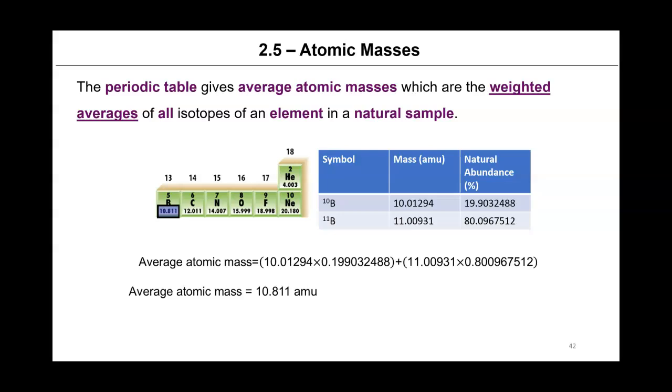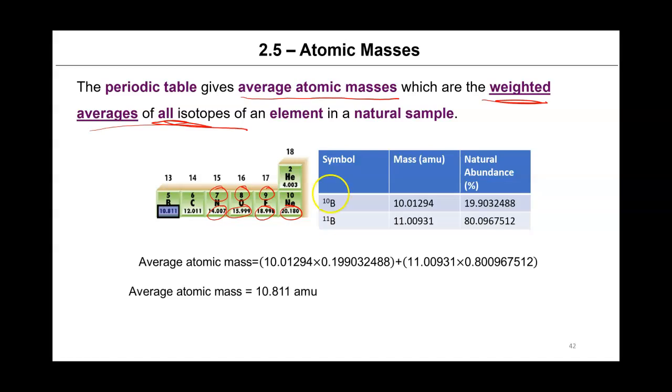Now, in the periodic table, we've already mentioned that the atomic number is listed above an element's symbol. Below an element symbol will be a number with a few digits after the decimal point. What this number represents is the average atomic mass that has been weighted to take into account all of the isotopes that are present in a natural sample of an element.